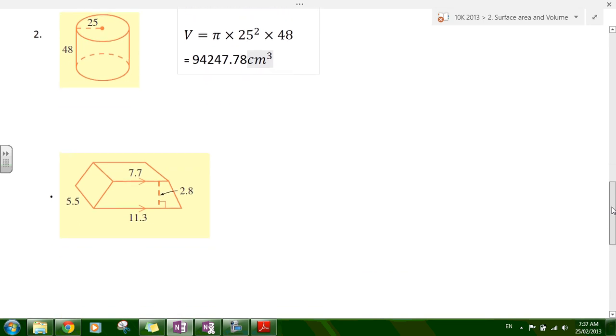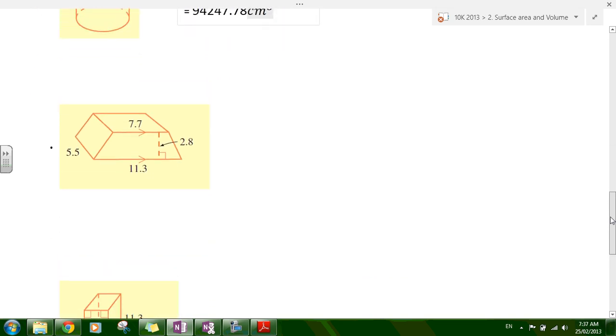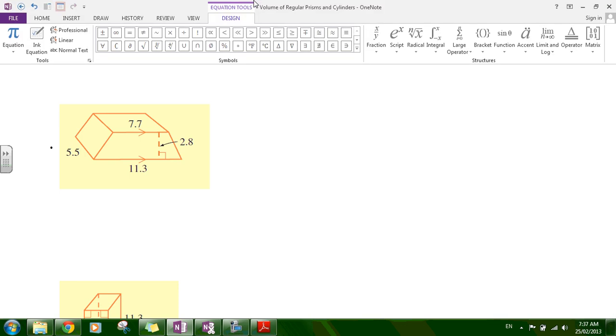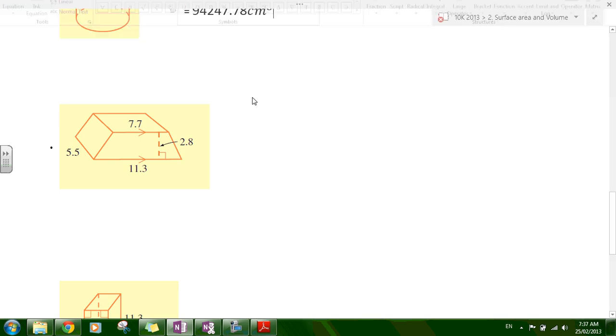Next example here, this one's a trapezoidal prism. But if we cut it along its length, we always get a trapezium, which looks exactly the same. Now, we need to remember the area of a trapezium, and so we'll go ahead and do that. So the area of a trapezium is, take the two parallel sides.